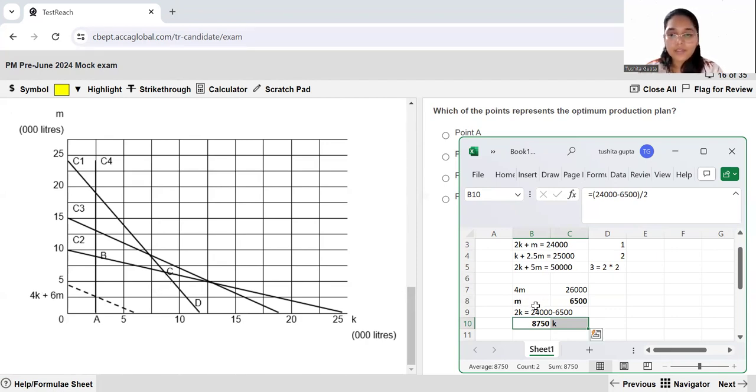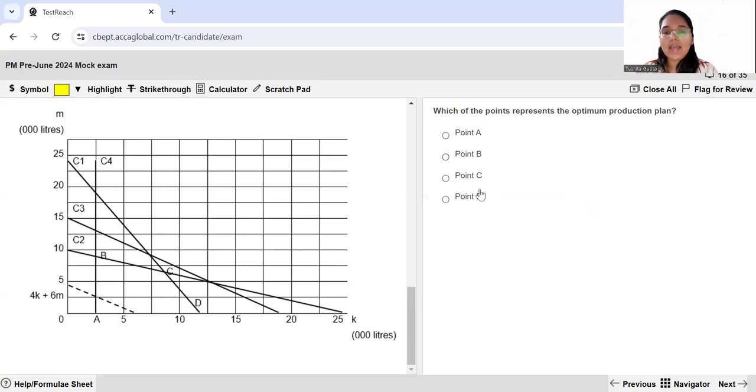Let's plot for K also. K is 8,750. So K is here. It is slightly less than 10, but it's more than 7.5. So it has to lie somewhere in this quadrant. So this is how you arrive at point C as your optimum production plan.